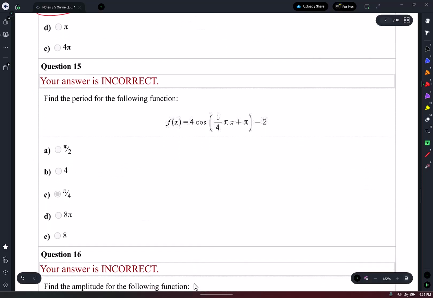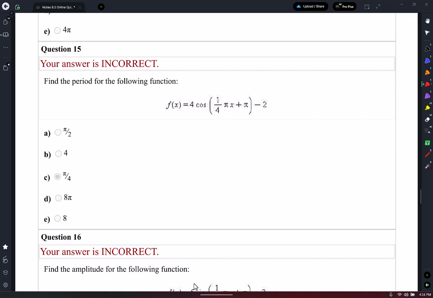All right. Question 15. Find the period. Find the number in front of the x. So that's your b. B is pi over 4. And I'm just doing the same thing we did last time. Period equals 2 pi divided by pi over 4. So 2 pi times 4 over pi. Keep, change, flip. 8. All I did was keep, change, flip.